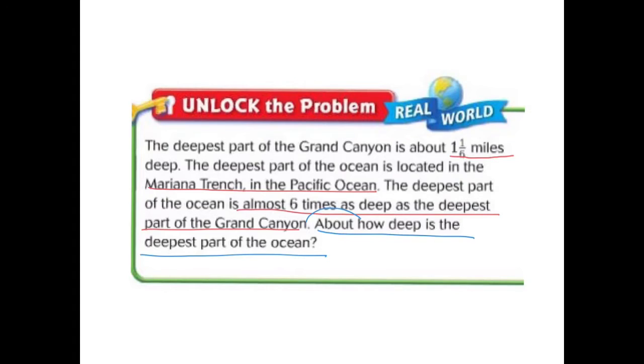Now I see that word "about" and I think I need to round. But I notice up here it says it's almost 6 times as deep. So it already has been rounded by the creator of the problem. So now we're going to move to the next step.